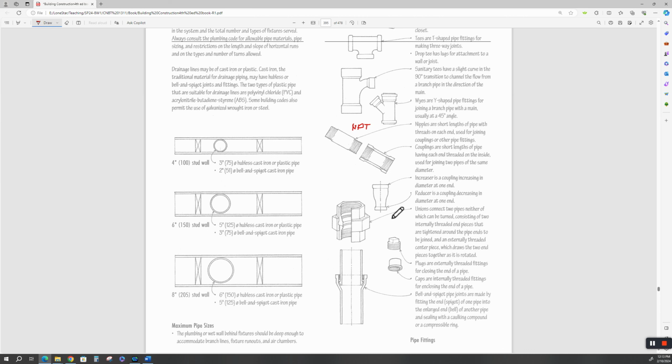All right, this is an increaser. So it's smaller diameter on one end and a larger diameter on that end. You see this in pressure piping. This is really not for sanitary piping. These are pressure pipe. This is a coupling or a union, okay? The proper name in plumbing apprenticeship is it's a union. And you can use these for gas, natural gas. You can use them for water. It's a good way to connect two pipes, neither of which can be turned, consisting of two internally threaded end pieces.